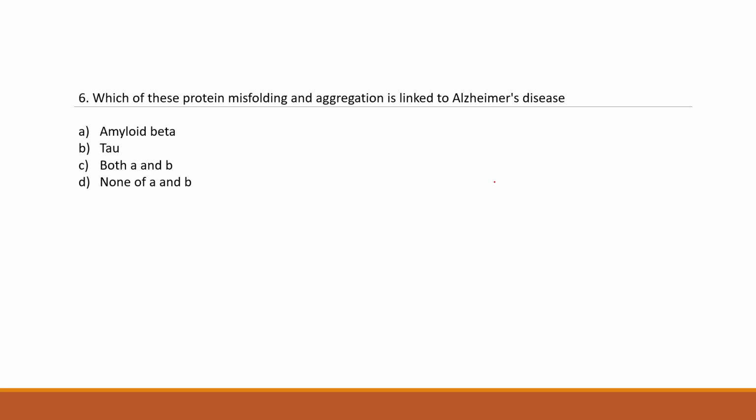Next question: which of these protein misfolding and aggregation is linked to Alzheimer's disease? A, amyloid beta. B, tau. C, both A and B. D, none of the above. What is the answer?